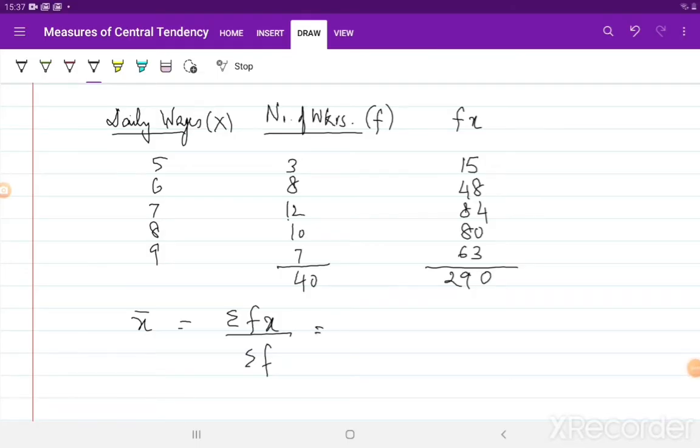So summation fx is nothing but the sum of fx, that is 290, divided by summation f, 40. So this is the average wages per worker. Remember, the unit of the average would be the same as the unit of x, right? So in this example, I think it was daily earnings, but I have been calling it per hour per day. So be consistent.